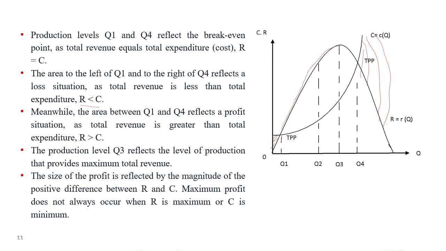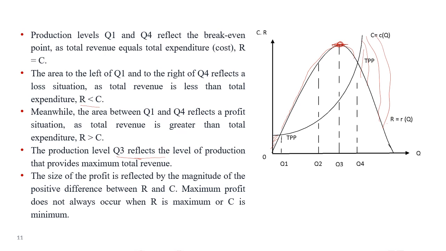The what is that again? Yeah, so this means that R is smaller than TC. Meanwhile, the area between Q1 and Q4 reflects a profit situation, as total revenue is greater than total expenditure. So you see here that the line of revenue is above the cost line.